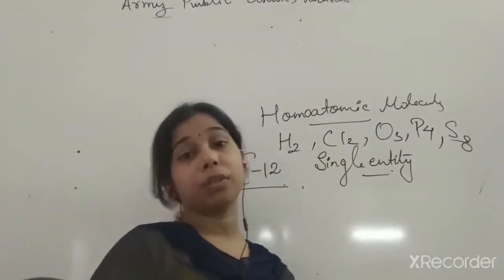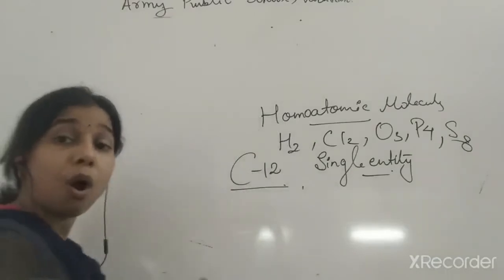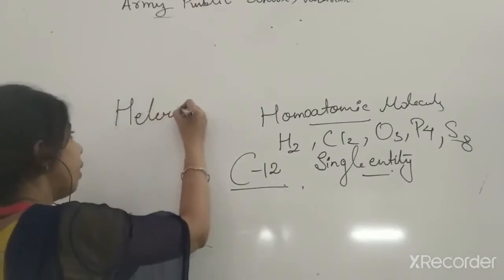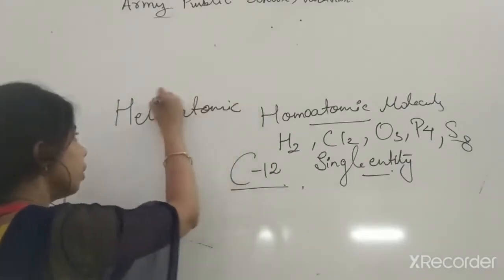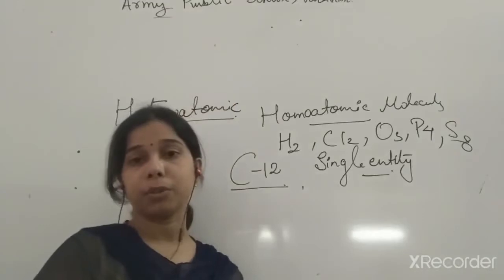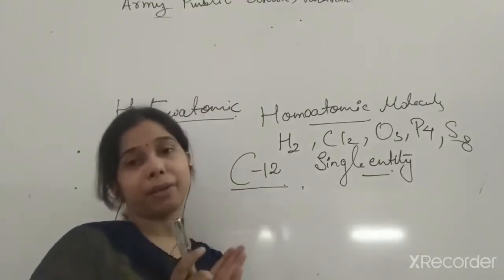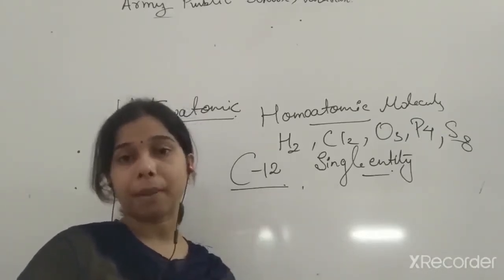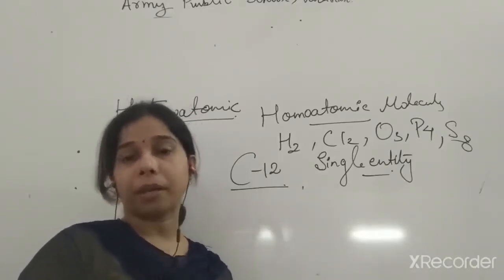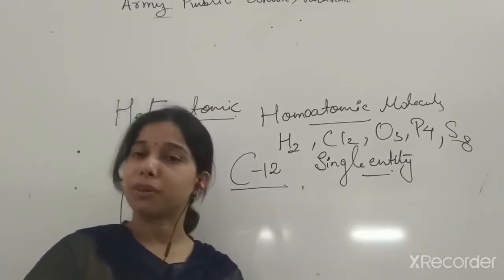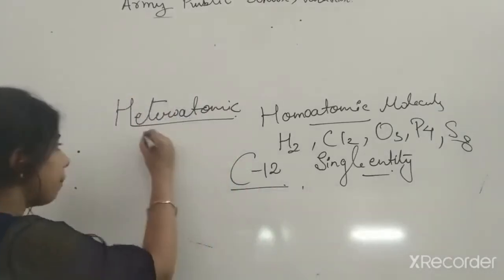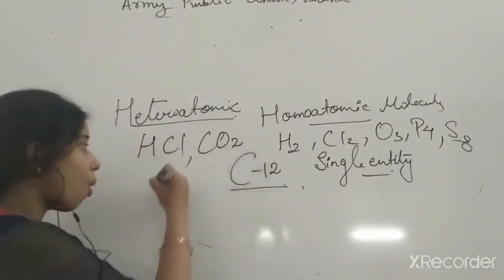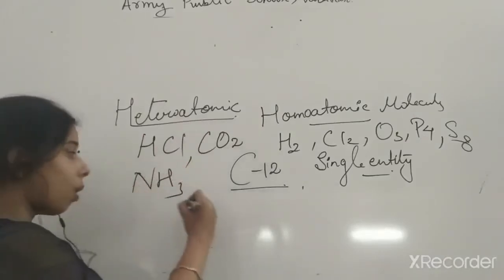Now if we talk about the molecules of a compound, or heteroatomic molecules, in a heteroatomic molecule two or more different kinds of atoms combine together to form a biatomic, triatomic, tetratomic, or polyatomic molecule of a compound. Some examples are HCl, carbon dioxide, NH3, or CH4.